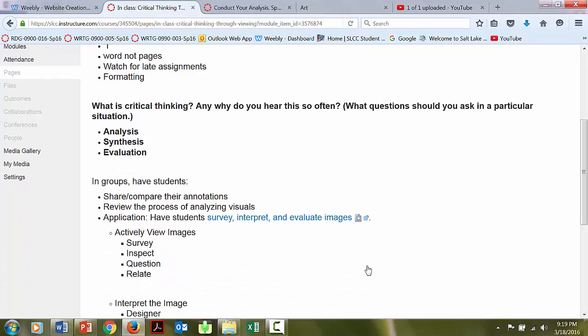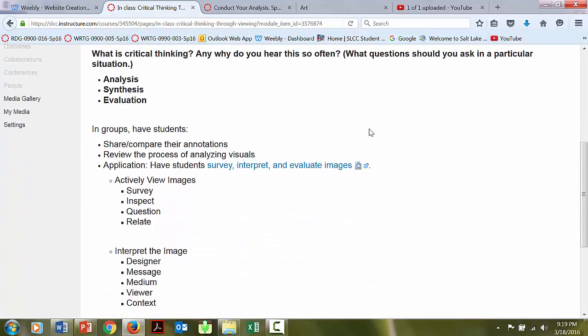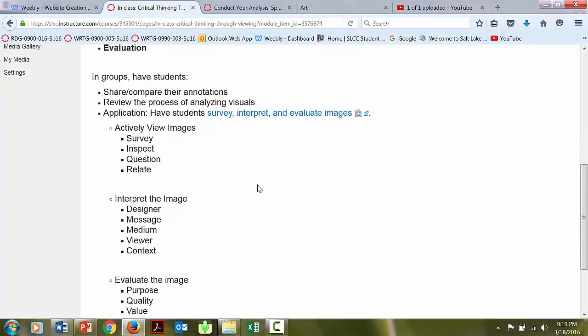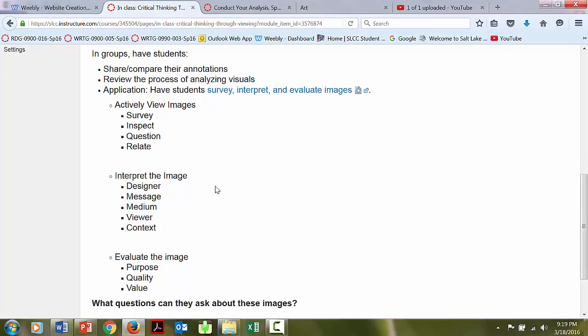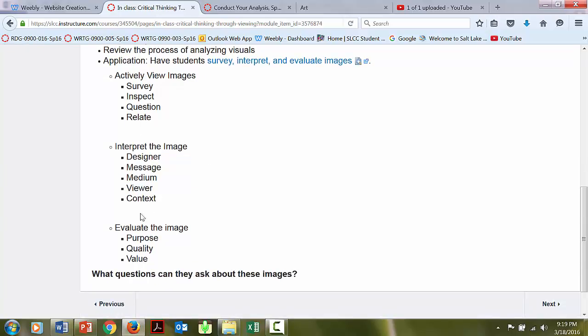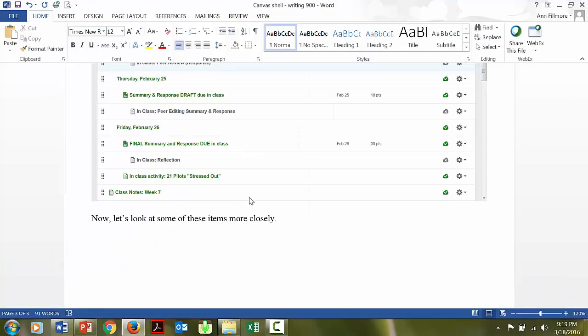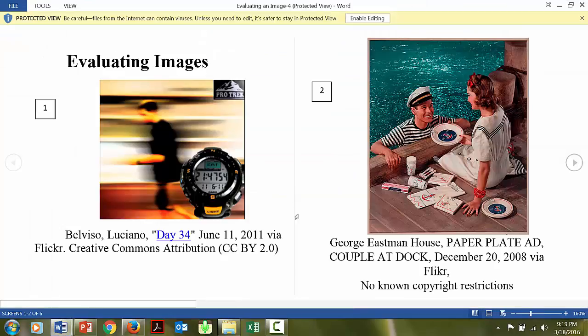So we talked about critical thinking, because it's kind of a cliche term, analysis, synthesis, evaluation, and we compared notes and annotations. We talked about the 3 components of what we would be practicing for our next assignment, which is the visual art analysis, and those are listed here. And then we practiced with some advertising. So you can see we have some images here.